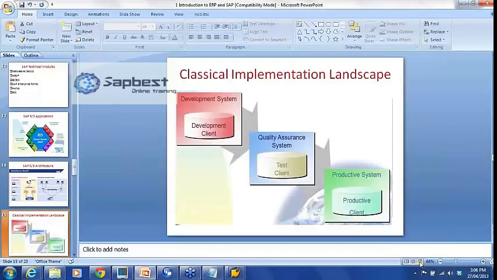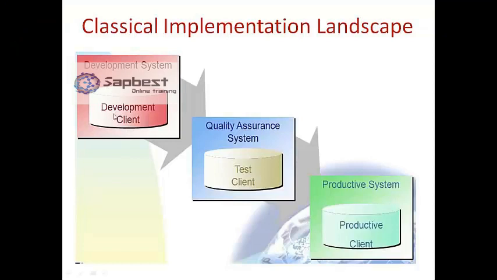So this is what this slide is saying. We'll start the development work in the development client, and when everything is okay, we'll send it to the quality system, where someone will test and make sure that the changes are correct. Once everything is done, we'll send the changes to production, right?